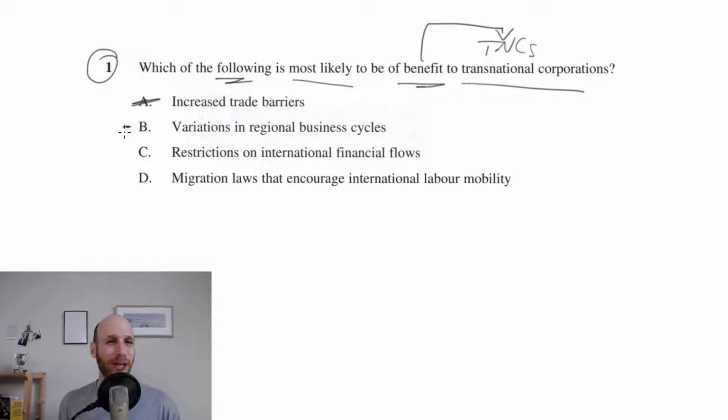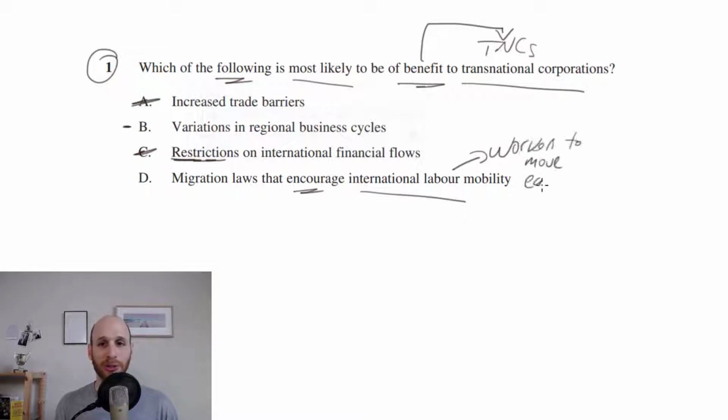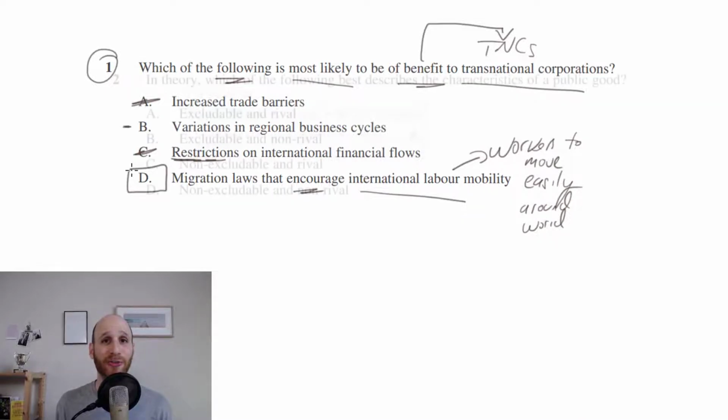This is one of those ambiguous responses that may or may not be relevant, so I'm just going to leave a note next to it, as in, let's have a think about that. C, restrictions on international financial flows, that's not going to help. Restrictions are going to harm. D, migration laws that encourage international labour mobility. Well, what this is going to allow is and this fact is going to be really positive for TNCs. So D is our answer for question one.